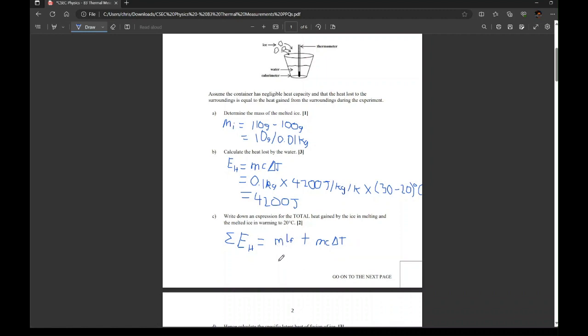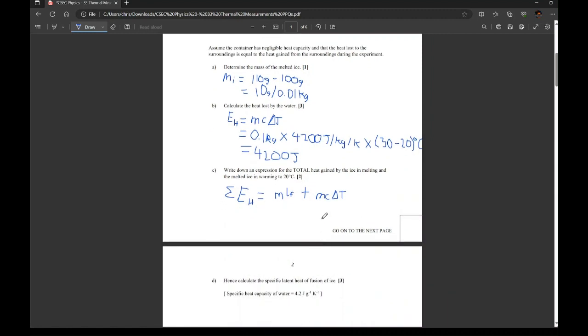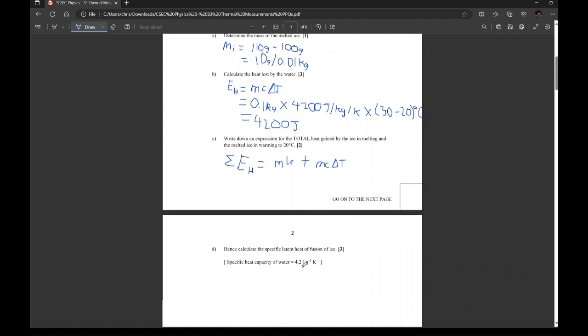So this formula is for the ice changing to water. So that's the ice at 0 degrees Celsius changing to water at 0 degrees Celsius. And then this formula is for the melted ice at 0 degrees Celsius gaining heat energy and changing to 20 degrees Celsius. Still water, but it's warmer water. So that's your expression. I believe the 2 marks here are looking for this formula and this formula. So that should be good.